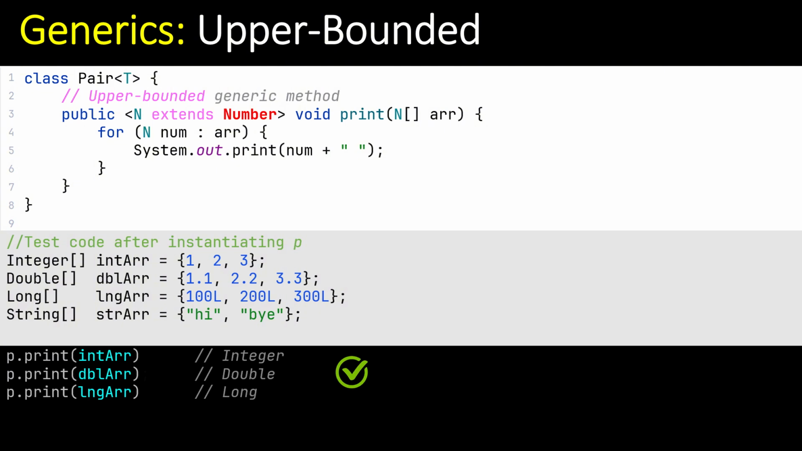That is why arrays of Integer, Double, and Long work without any issue, because all of these classes extend Number. On the other hand, String does not belong to this hierarchy. It is a separate branch under Object, so the compiler rejects it before the program even runs. This is the key advantage of bounded generics. They enforce type safety at compile time by allowing only compatible types and preventing invalid ones from being used.